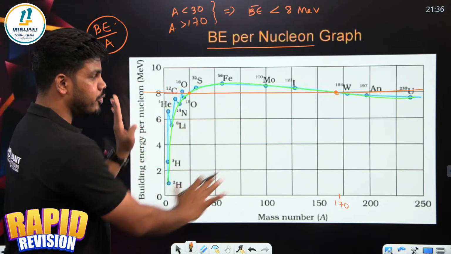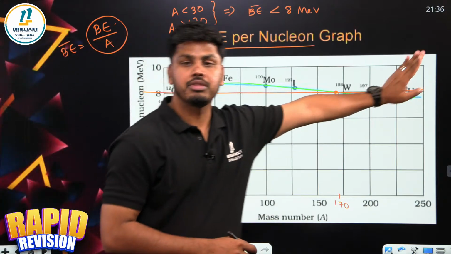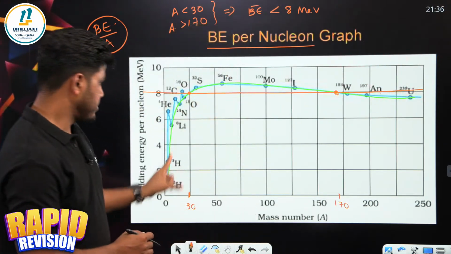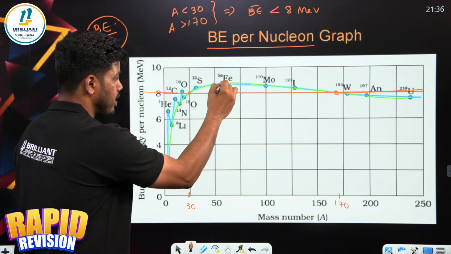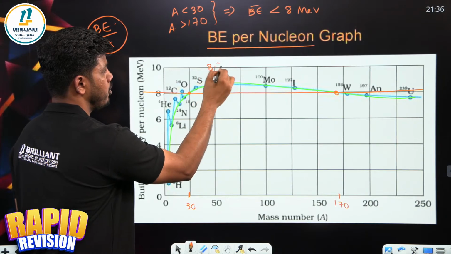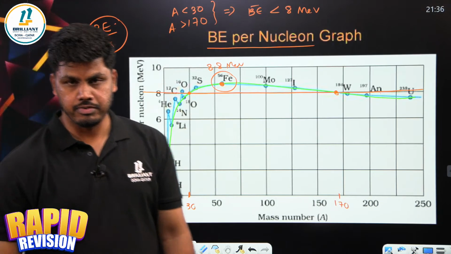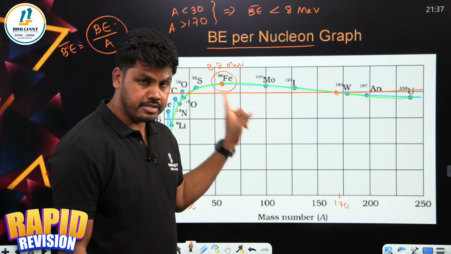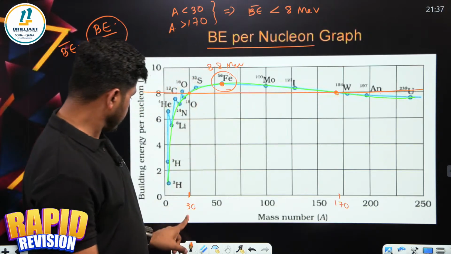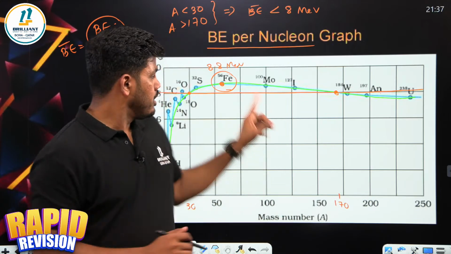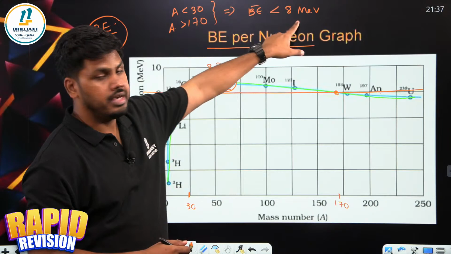So this is the way you have to explain the graph. Binding energy per nucleon is not varying uniformly with respect to mass number. It increases first and reaches a maximum value. And what is the maximum value? The maximum value of binding energy per nucleon is 8.8 MeV, and that is for iron-56, Fe-56. That is the element which has the greatest binding energy per nucleon. Most of the elements from 30 to 170 have an average binding energy of 8 MeV.